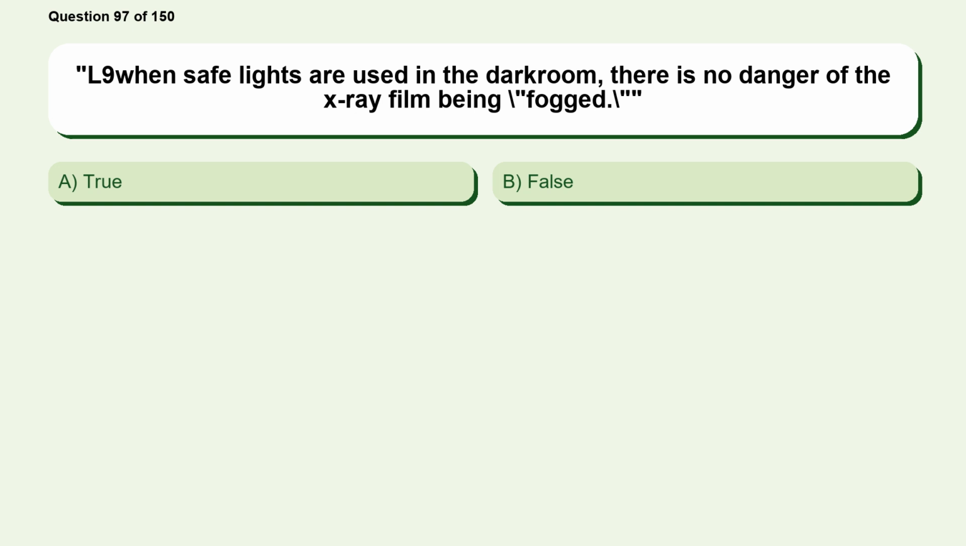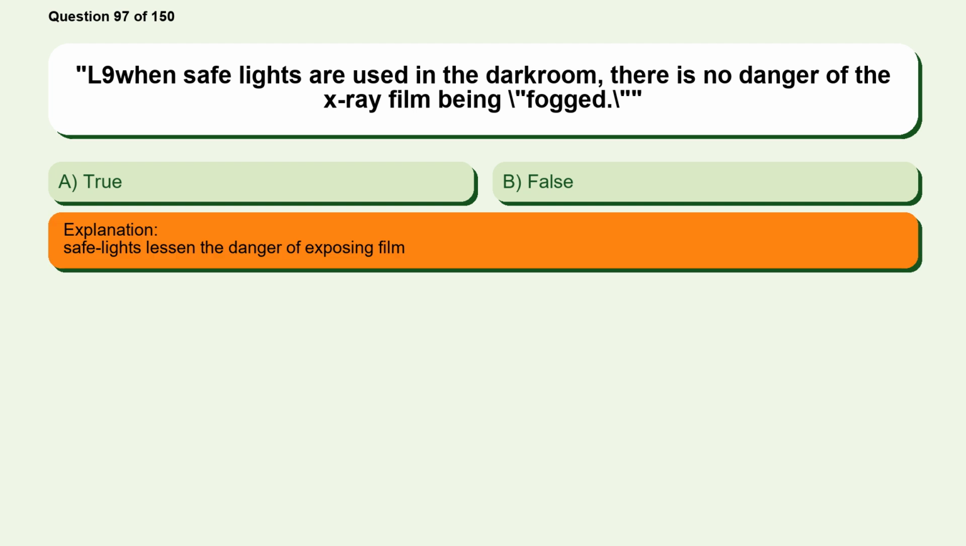Question 97. When safe lights are used in the darkroom, there is no danger of the X-ray film being fogged. Option A, true. Option B, false. The correct answer is option false. Safe lights lessen the danger of exposing film.